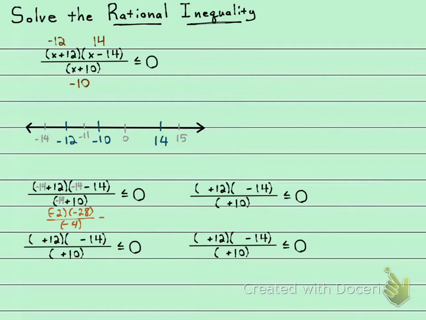So I would get a positive 56 over a negative 4, and my answer is going to be negative. That will fit that it is less than or equal to 0. 56 divided by negative 4 gives me negative 14. So this thing becomes negative 14. Is that less than or equal to 0? The answer is yes. So negative 14 is a yes, and that means that everything on this interval will be shaded.